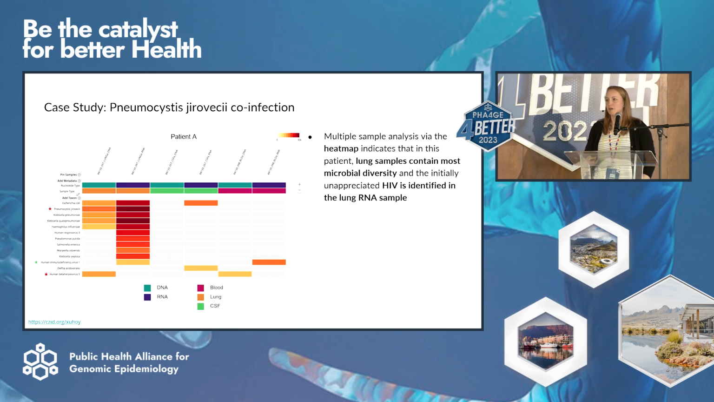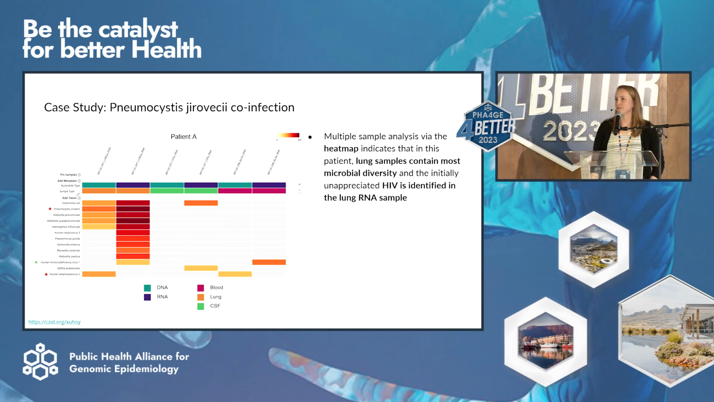We don't want to go through every sample one microbe at a time. So here we took all the samples associated with that patient and generated this heat map that allowed us to visualize what organisms were present across the samples. Here, the metadata is across the top, where DNA is in turquoise and RNA in purple. And you have your samples from left to right: lung, CSF, and then blood.